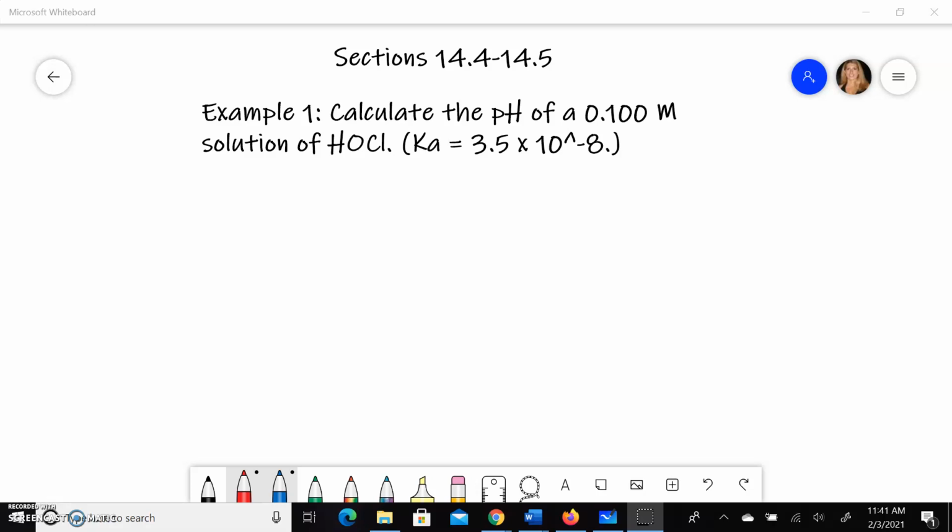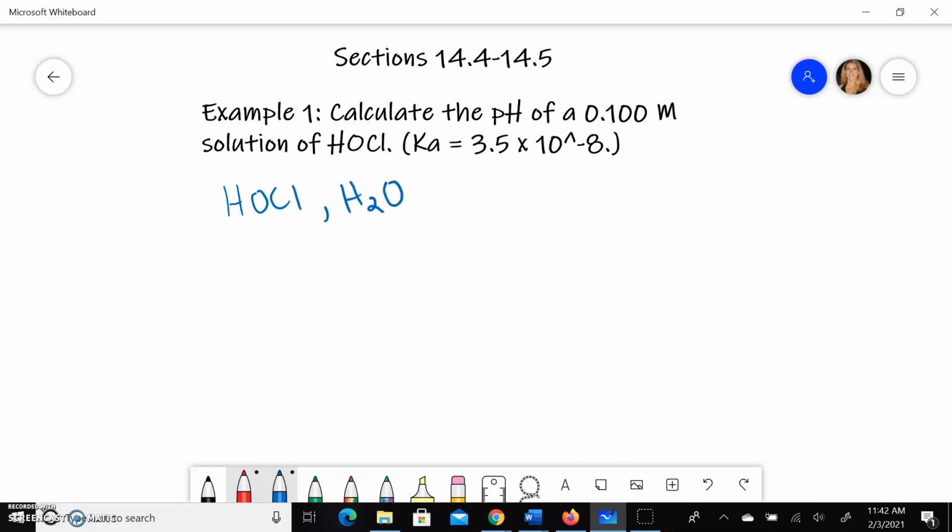So the first thing to recognize is that this is a weak acid. And if it's a weak acid, you're going to treat it very differently from strong acids. So the first thing you want to do is to go ahead and list your major species. So you want to list the things that are in the solution, and we have two of them. We have HOCl and we have H2O.